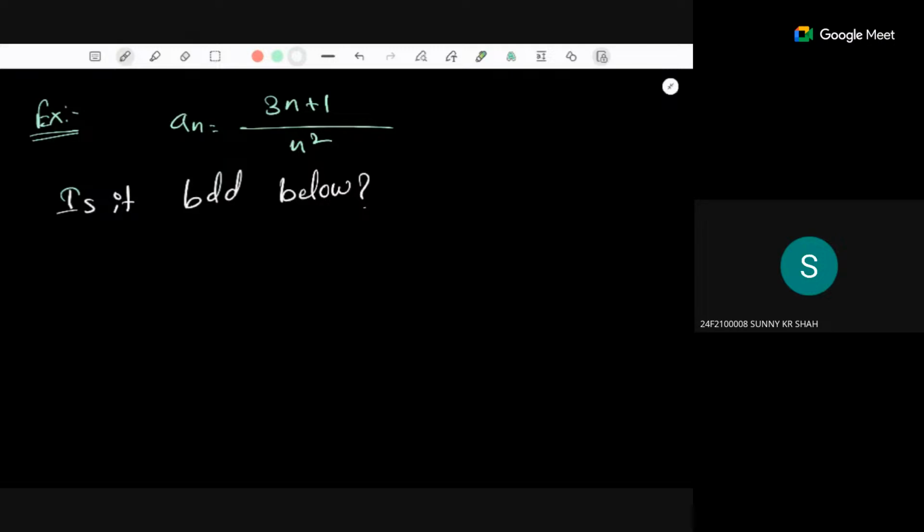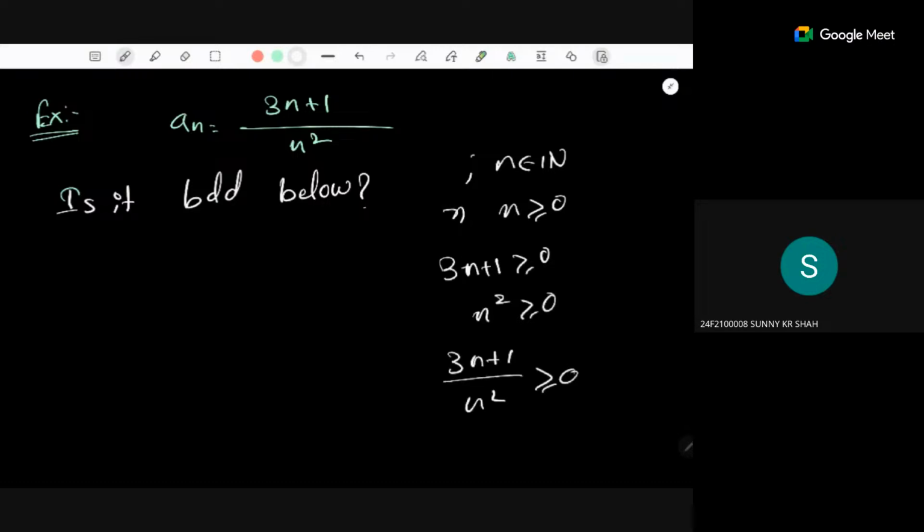What do you guys think? Is this a bounded below sequence? It's kind of obvious that you can judge. See, n belongs to the natural numbers, so that means n is positive, right? So if n is positive, 3n plus 1 will be positive and n square will be positive. So ultimately both are positive, so we can say that a_n is greater than or equal to 0.